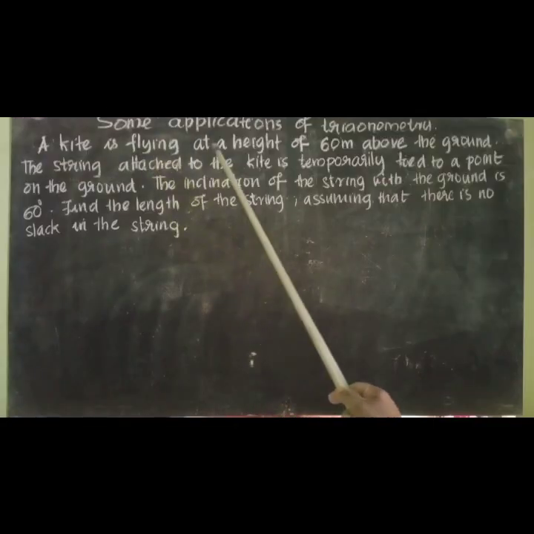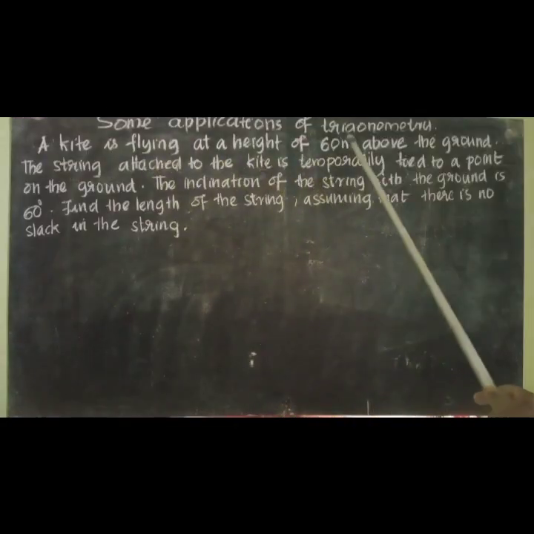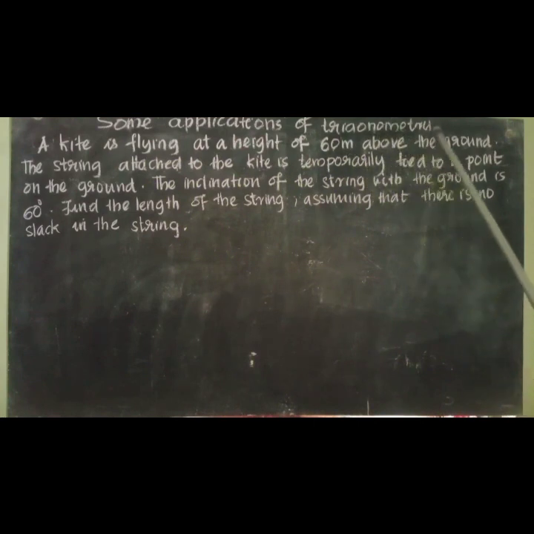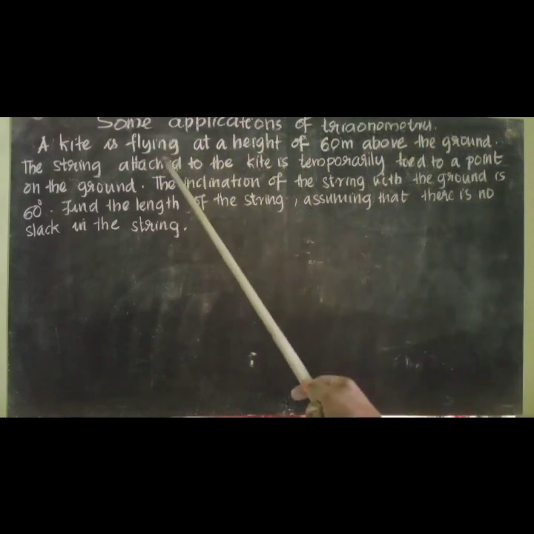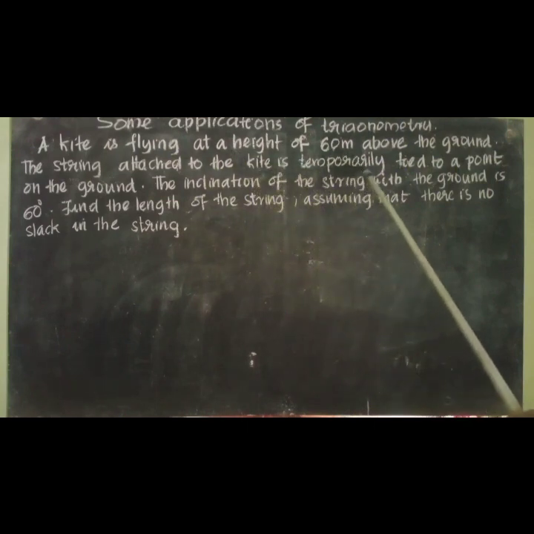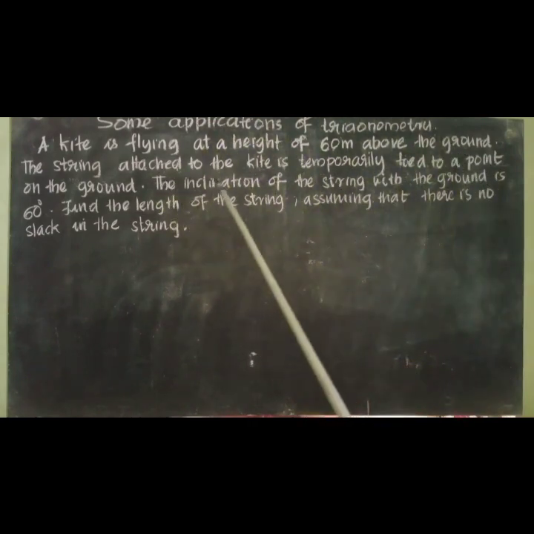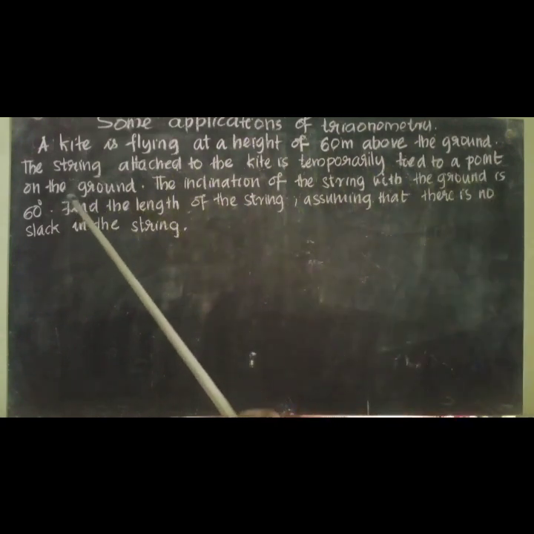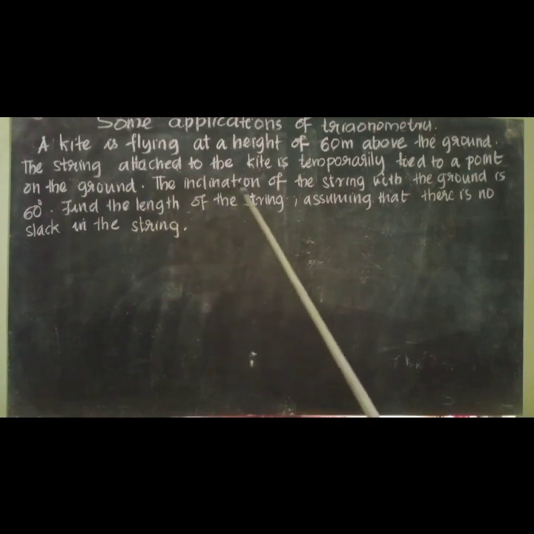A kite is flying at a height of 60 meter above the ground. The string attached to the kite is temporarily tied to a point on the ground. The inclination of the string with the ground is 60 degree. Find the length of the string assuming that there is no slack in the string.